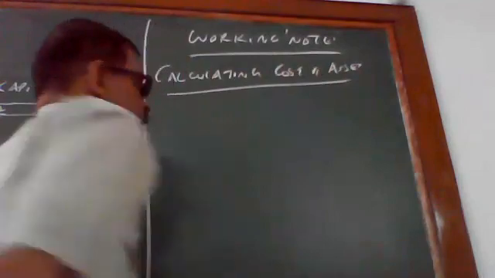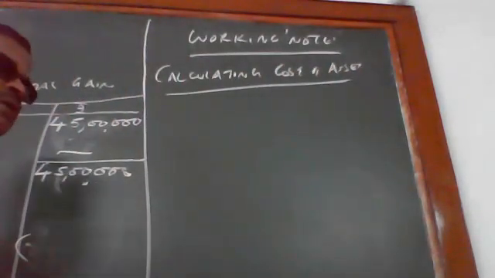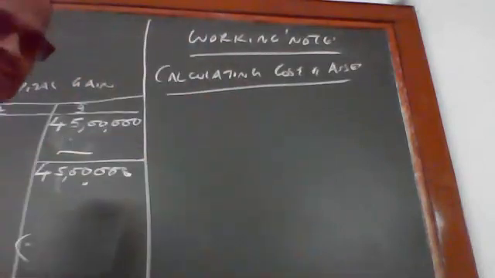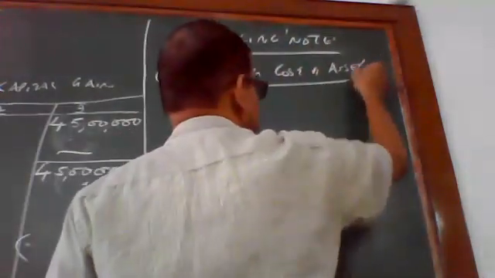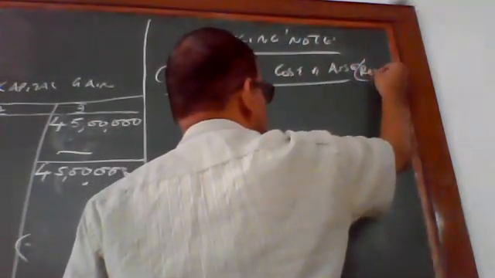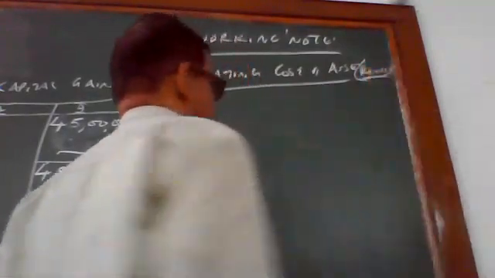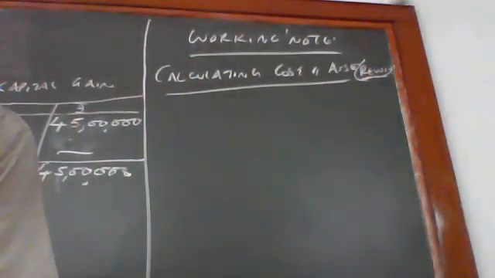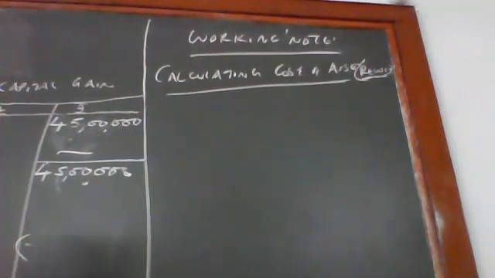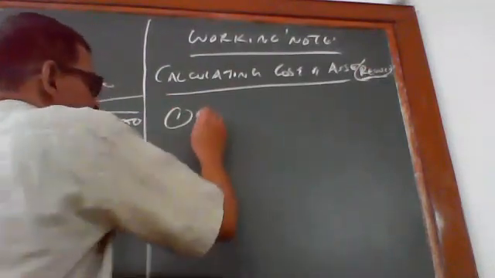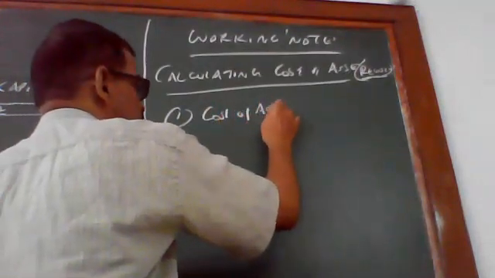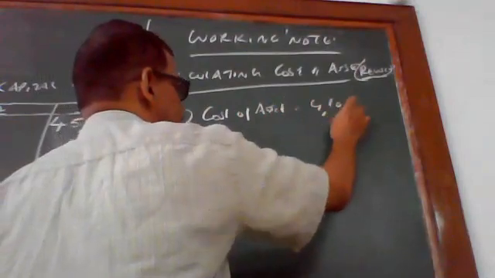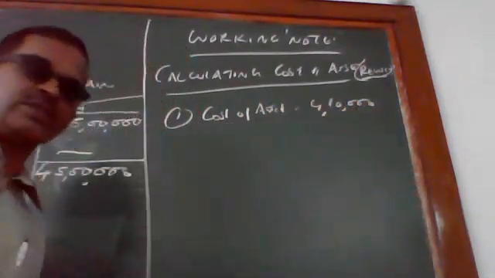The revised cost of asset. Revised, not the original. In the problem, he has given the cost of asset as 4,10,000. He has given the purchase price, cost of asset, 4,10,000, because it was purchased before 2001.